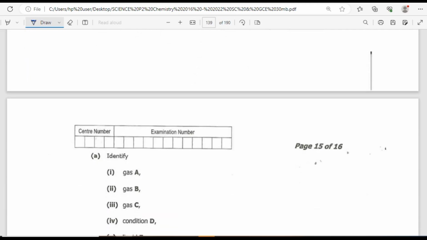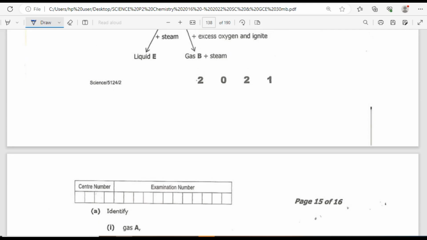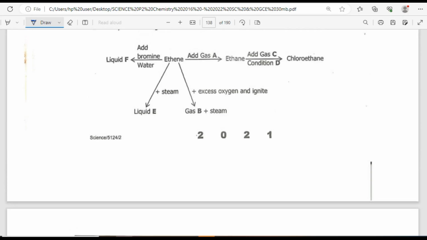So identify gas A. Gas A is the gas that can be added to change an alkene. So look at the pattern here. We have an alkene, ene. So how can we convert ene to ane? We are converting from an alkene to an alkane. The process is known as hydrogenation. Hydrogenation is just the addition of hydrogen. So gas A is hydrogen.